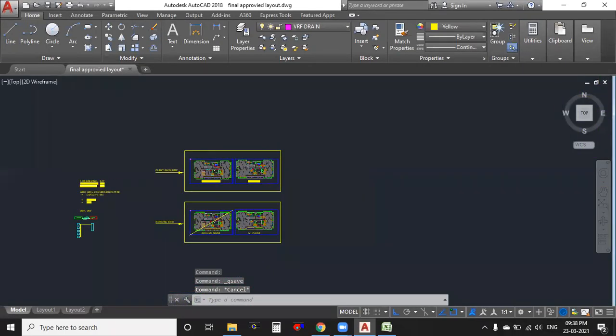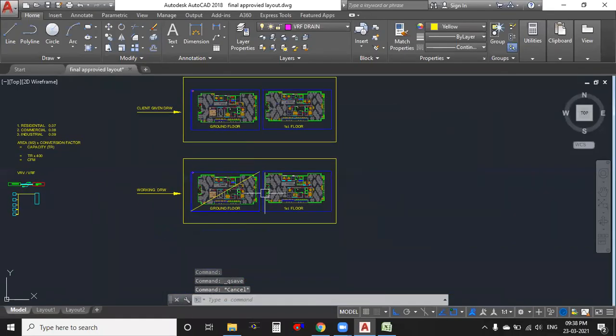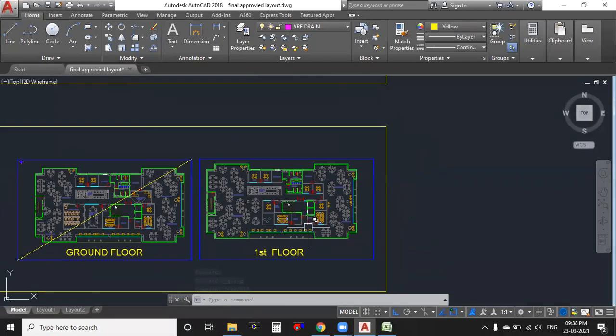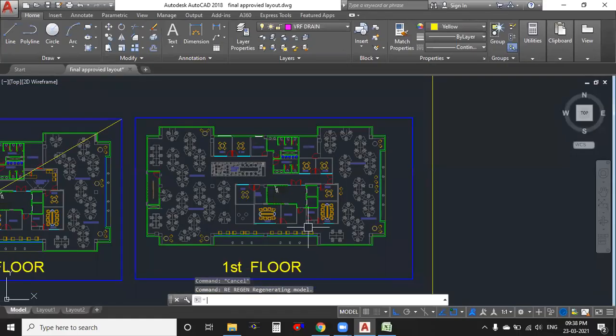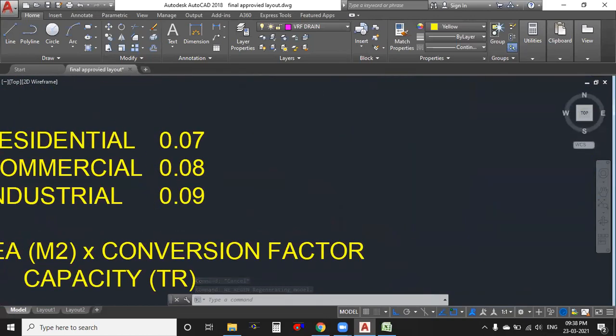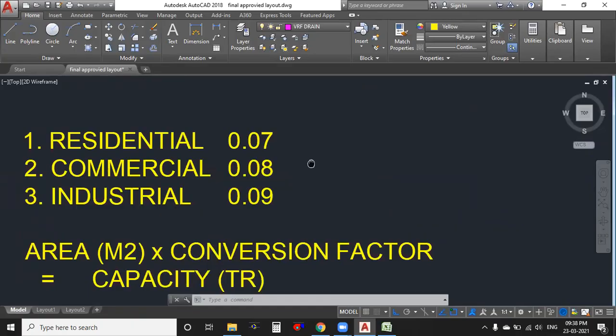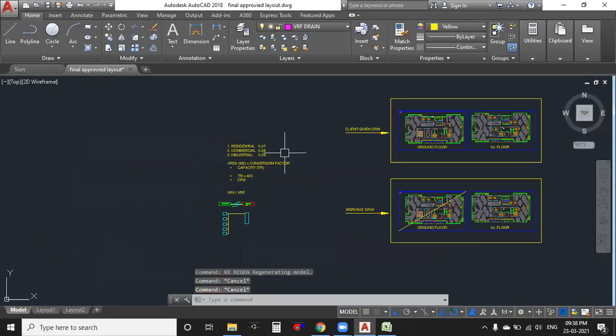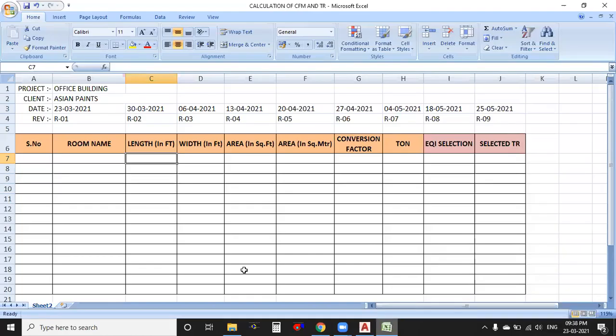Now, which type of building is this? Commercial, right? So for commercial, what is the conversion factor we have? 0.08, right? Yes, exactly. 0.08.